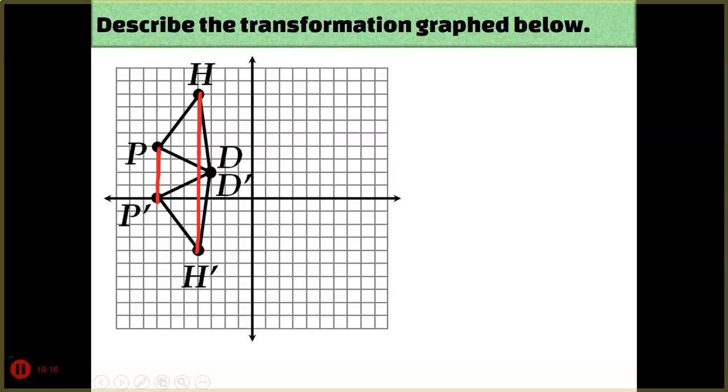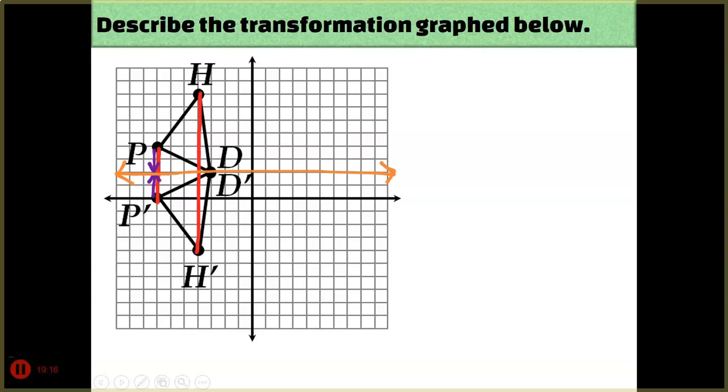And if you cut each of those red segments in half, you'll find the line of reflection. For example, P to P prime is 4 units, and half of 4 is 2. So if I count inward 2 units from both P and P prime, those arrows point at the line of reflection. This must be my line of reflection.